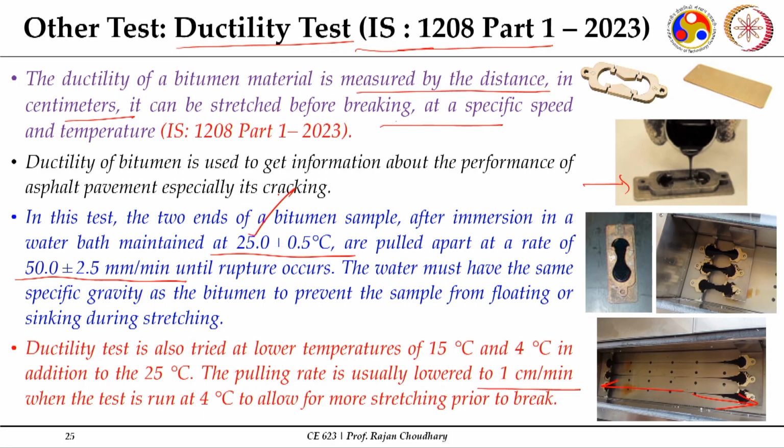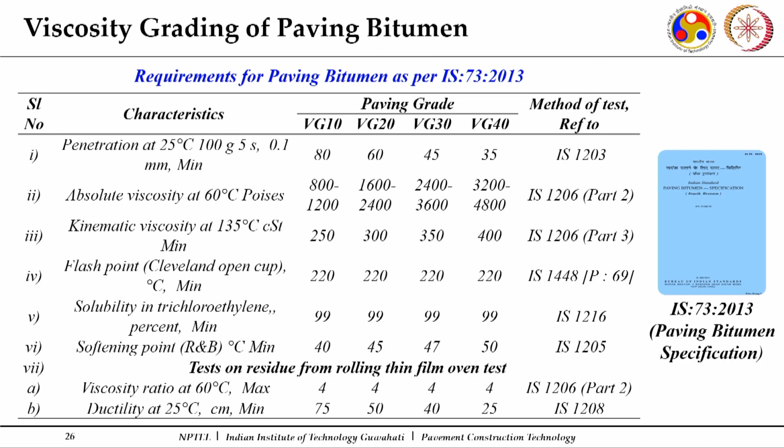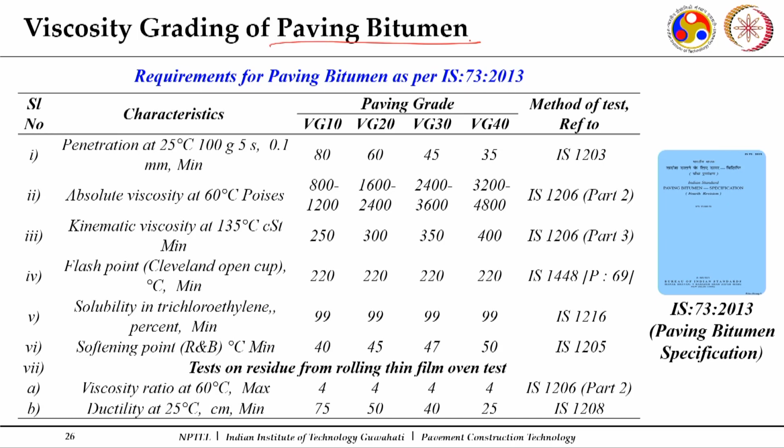But the standard one is done at 25 degree centigrade at a rate of pull of 5 centimeter per minute. Now, this table shows you the requirements of these different properties which we have measured, and here you can see it says the requirements of a paving bitumen.